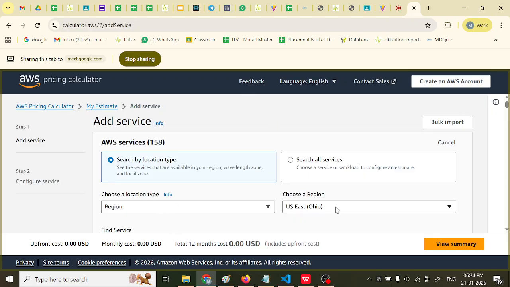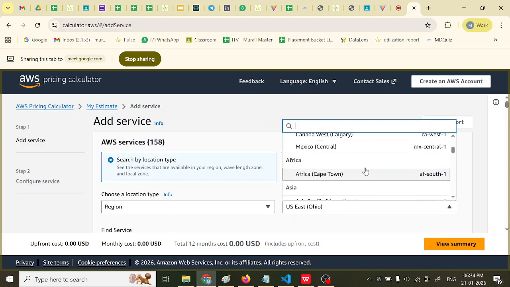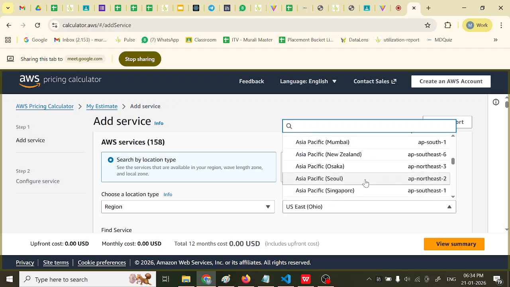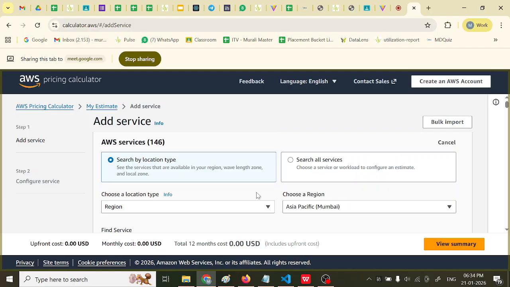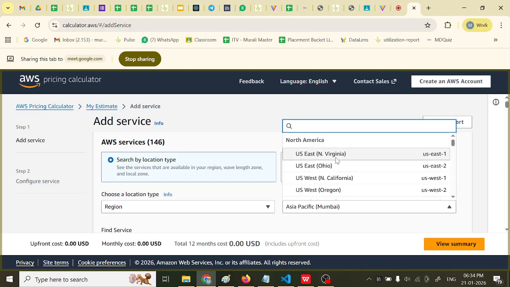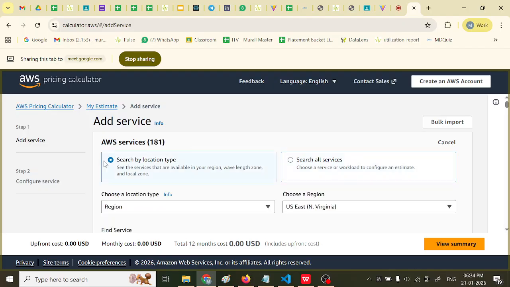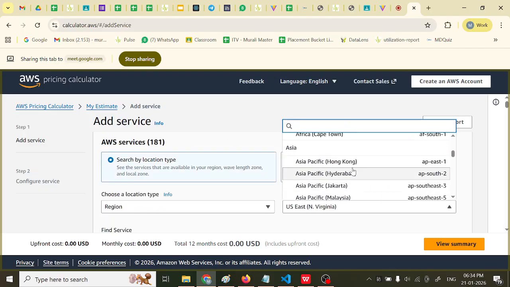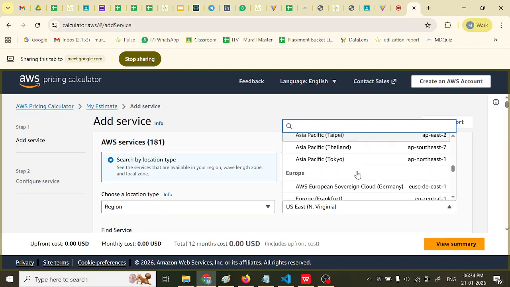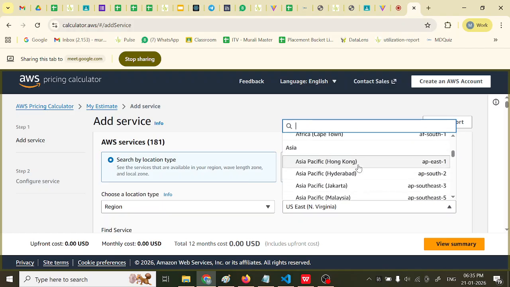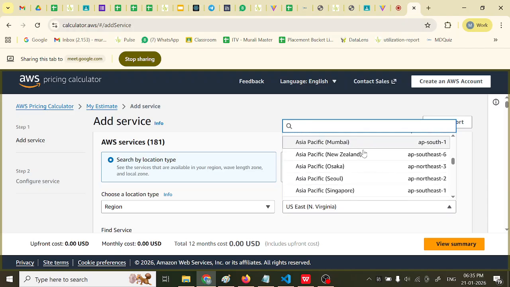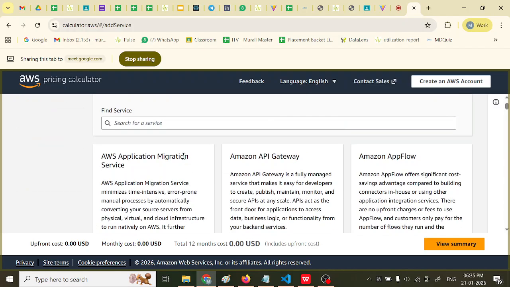Now here in the region you see you have US region. Now we will go for India, Asia Pacific, Mumbai region also. Once you select Mumbai region, you see how many services we have in Mumbai, 146. If you select Virginia, you see Virginia has 189 services. Like this we can select our region. Mumbai I am selecting.